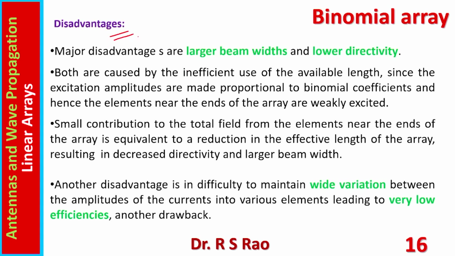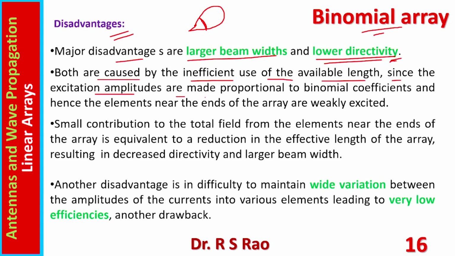Certain disadvantages are associated with binomial arrays. They are described here. The major disadvantages are larger beamwidths and lower directivity. Notice, binomial arrays can give us no side lobes or lower side lobes, but the beamwidth associated with binomial arrays is large and directivity is low. These are the main drawbacks. Both are caused by inefficient use of the available length, since the excitation amplitudes are made proportional to binomial quotients, and hence elements near the ends of the array are weakly excited.